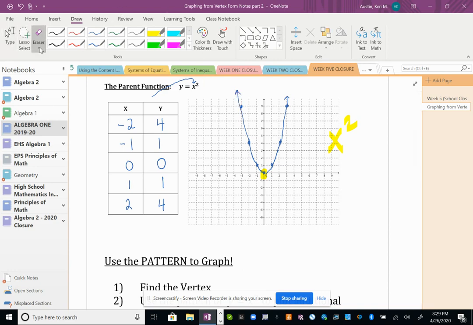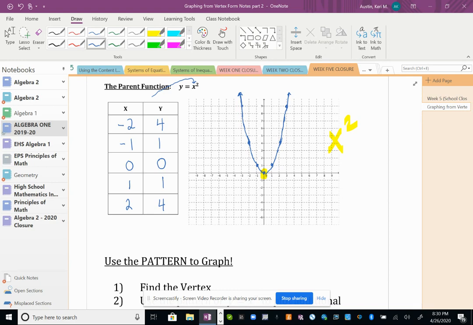Oh, Miss Austin, you can do better than that, can't you? Let's try to make that a nicer line. This is why the dotted works better for me. Okay, a little bit better. Okay, so that is your parent function y equals x squared with a vertex at 0, 0.